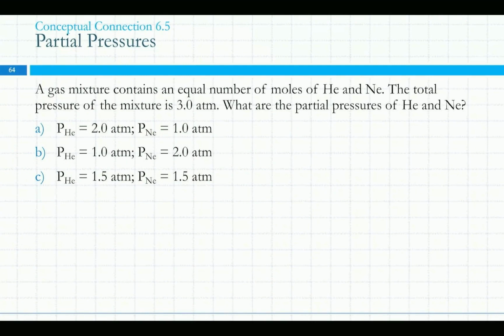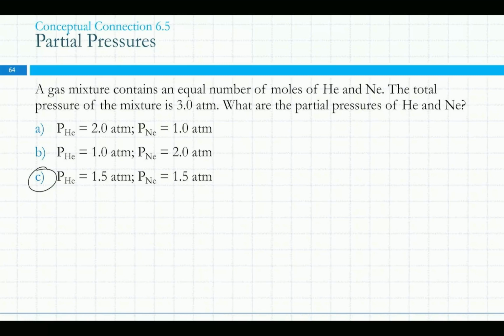Because this is a quick conceptual question. A gas mixture contains an equal number of moles of helium and neon. The total pressure of the mixture is 3 atmospheres. What are the partial pressures of helium and neon? The key here is equal numbers of moles, which means it's 50% helium, 50% neon, or the mole fraction of each is 0.5. So half the pressure has to be helium, half the pressure has to be neon.